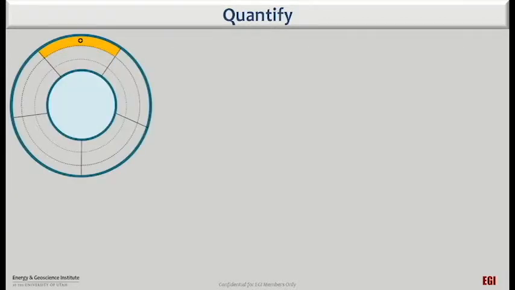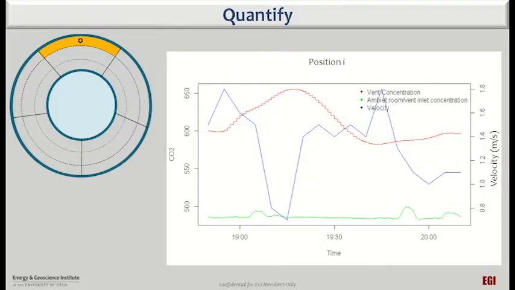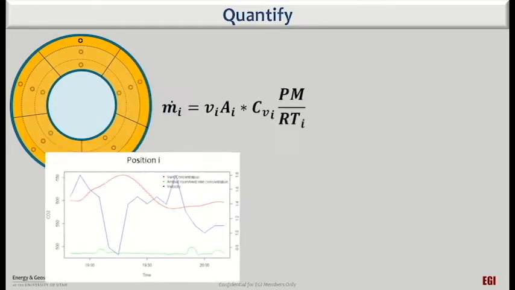The positions were then split up, and the data seen here represents data collected for a single position during the experiment. The blue line depicts velocity, the red line represents the concentration of CO2 leaving the vent, while the green line shows the concentration of CO2 entering the vent, to be subtracted off the red concentration for a net vent CO2 level. Using the equation seen here, which is derived in detail in the bench scale experiment video, we are able to calculate a mass flux for each section.